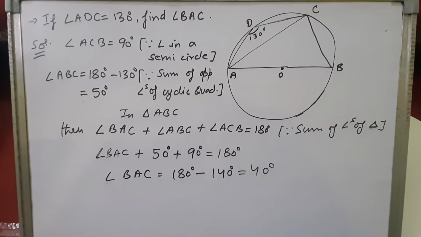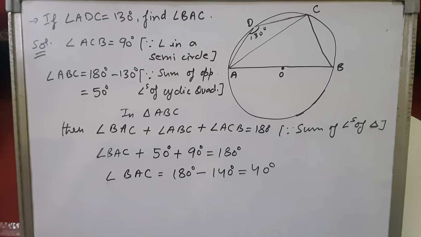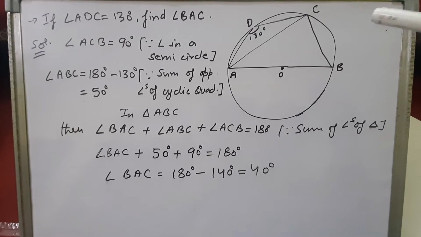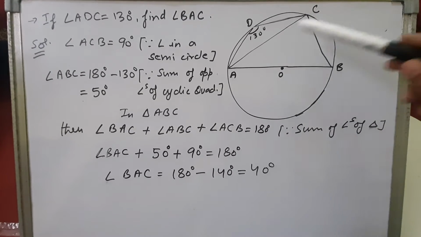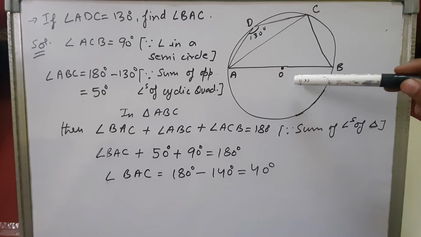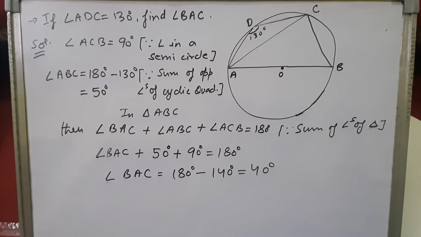Let's see another sum. Now in this sum it is given: if angle ADC is 130 degrees, find angle BAC. This is the diagram given to us, in which ABCD is a cyclic quadrilateral and O is the center of the circle.